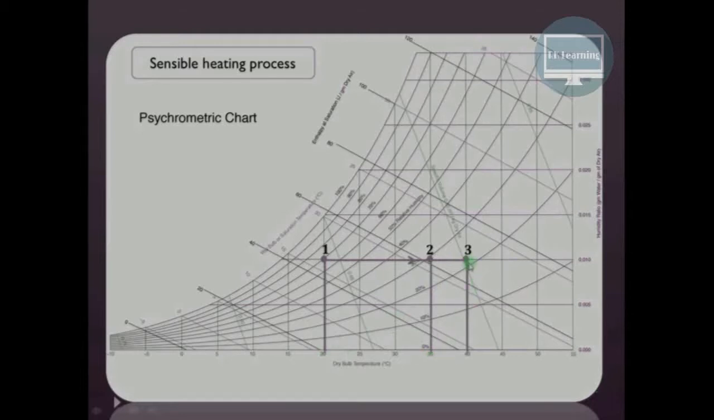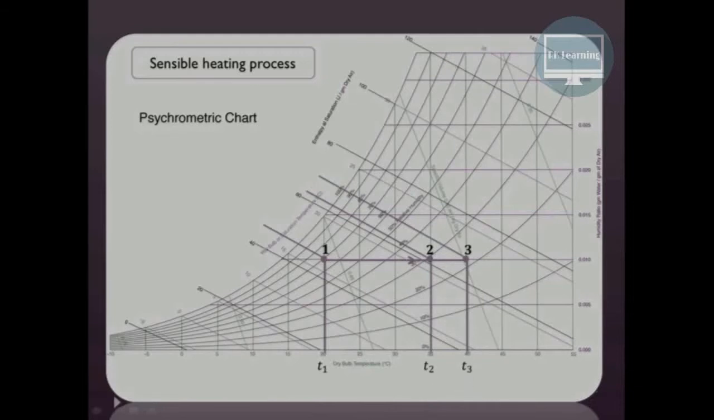Now it is known as the sensible heating process because there is no change in the moisture content. So W1 will remain the same. Now draw the lines of wet bulb temperature from point 1, from point 2 and point 3. And you can read the values of enthalpy from that.